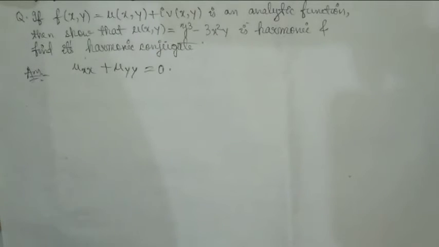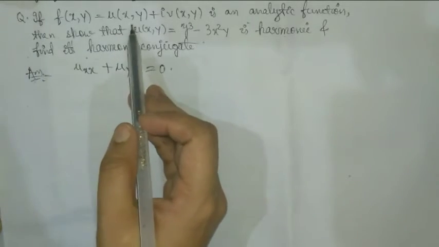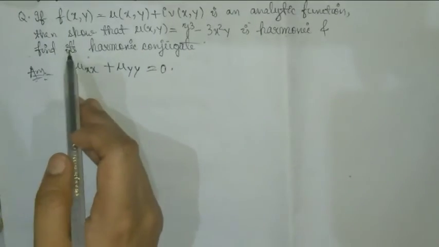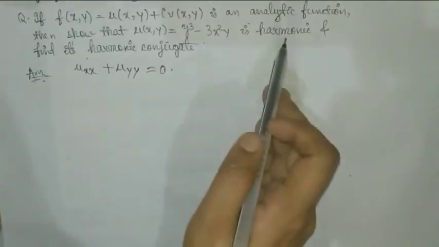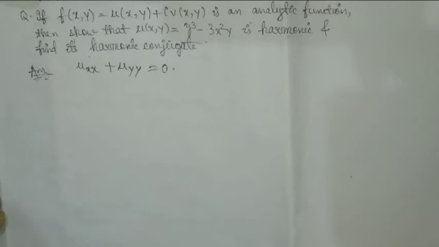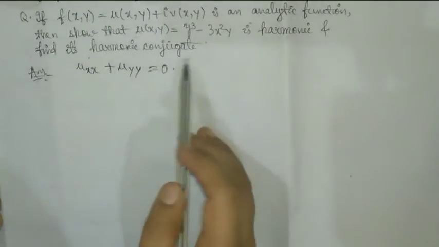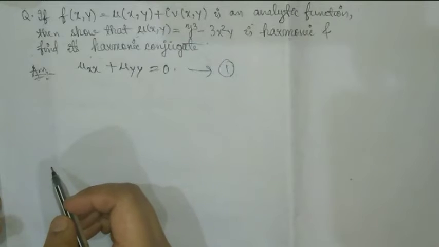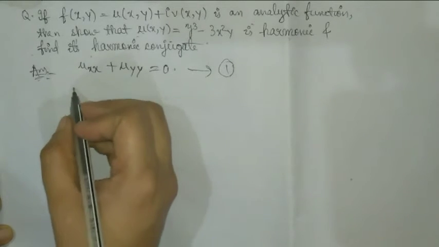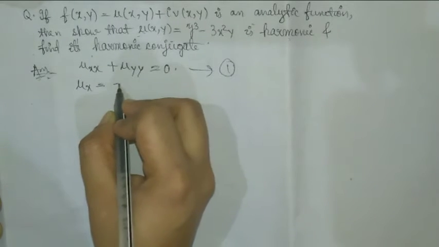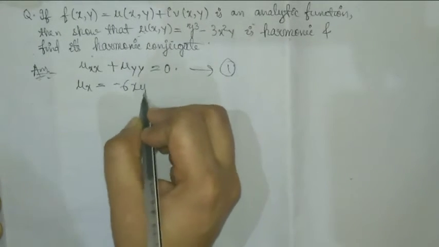So now here is a question from harmonic function. If f of x,y is equal to u(x,y) plus i v(x,y) is an analytic function, then we need to show that u is harmonic and we need to find its harmonic conjugate. Alright, so now if this u satisfies this harmonic equation, then it is harmonic. So let us find del u by del x, that is equal to minus 6xy.